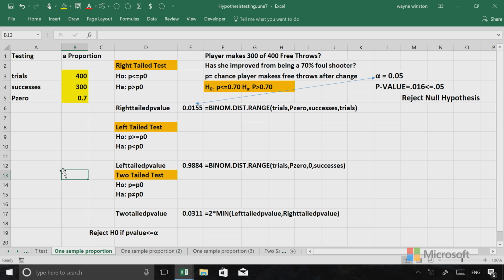Remember, if the p-value is less than or equal to alpha, you reject the null hypothesis. If the p-value is greater than alpha, you accept the null hypothesis.